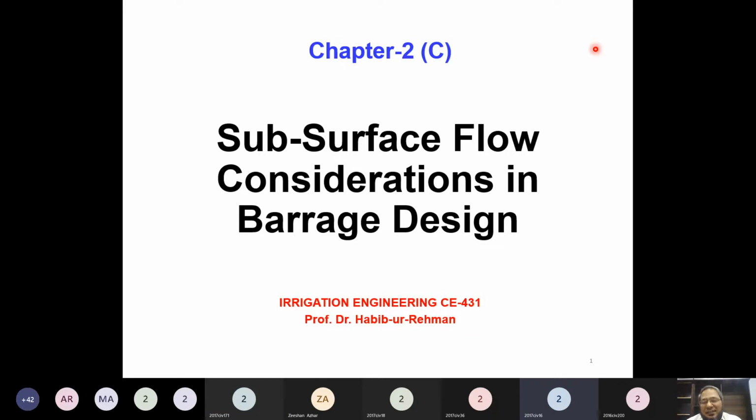Moreover, other than that, what can you design? How much should be the length of the upstream flexible apron, and how much should be the length of the downstream flexible apron? 1.5 and 2 times the scour depth. So in the previous lecture, all this we have done. And today in chapter 2C, we want to discuss the subsurface flow consideration in barrage design.